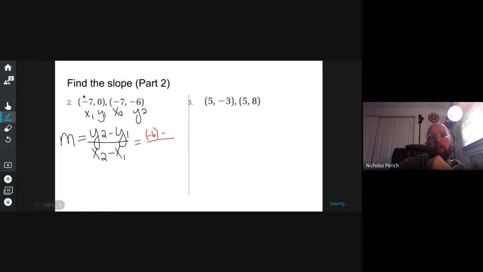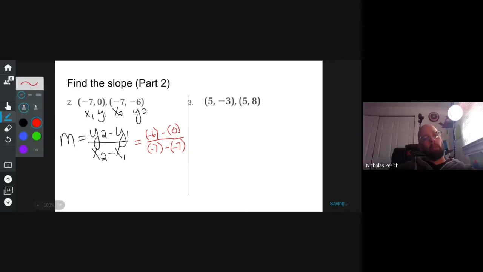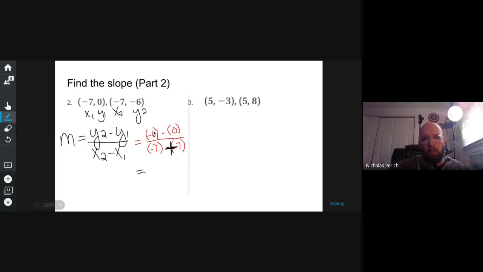Y sub 1 is 0. X sub 2 is -7. Minus sign in the middle. X sub 1 is -7. If you have a double negative, make it a positive. On the top, -6 minus 0 is -6. And -7 plus 7 is 0.